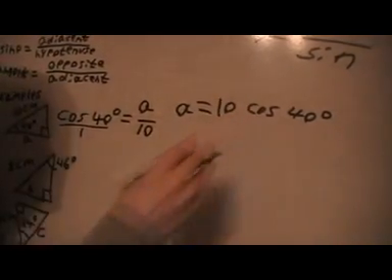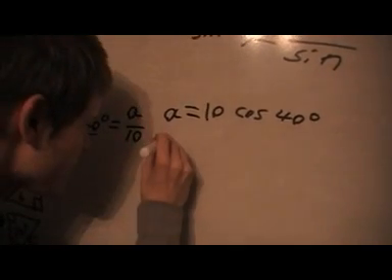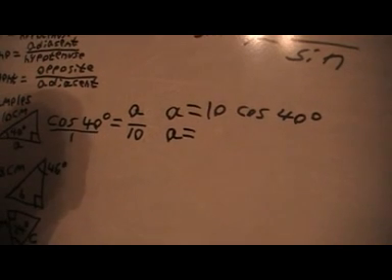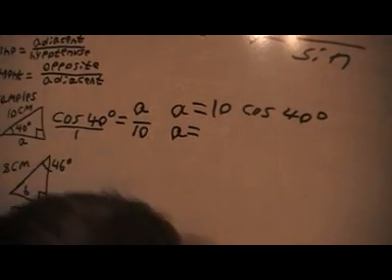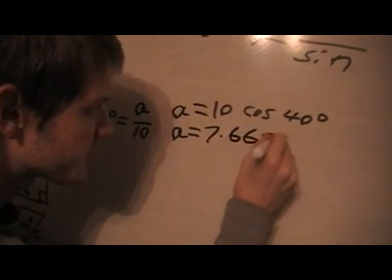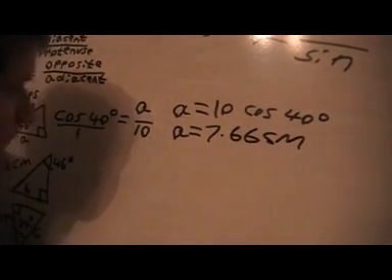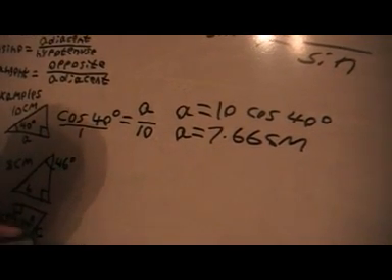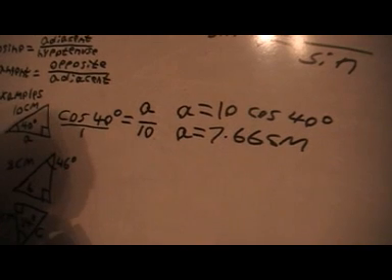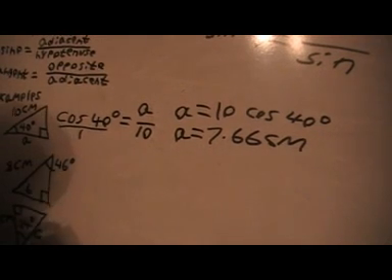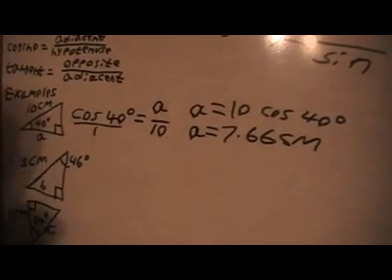So when you type that into your calculator, you get your answer. And the answer to 2 decimal places that you'll get would be 7.66. Let's just check that really quick and see if that's right. 10 cos 40 is equal to 7.66. Yep, that's right.